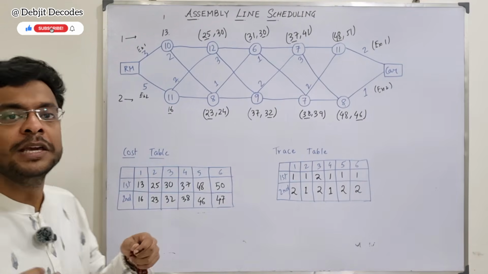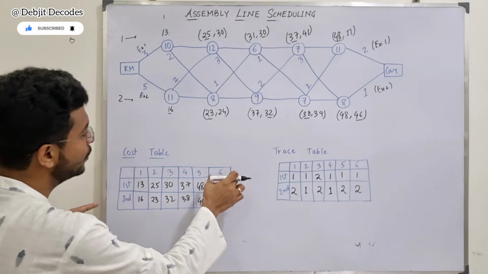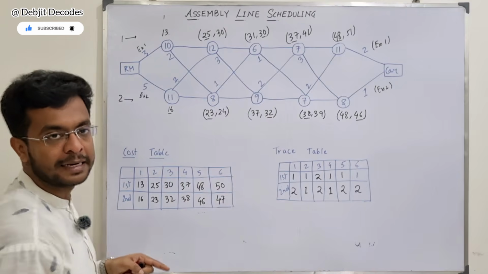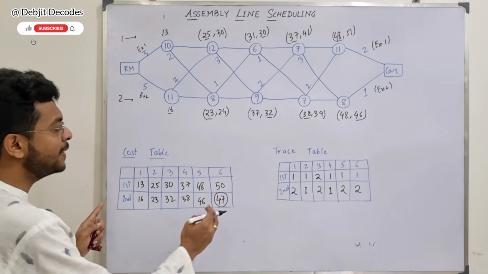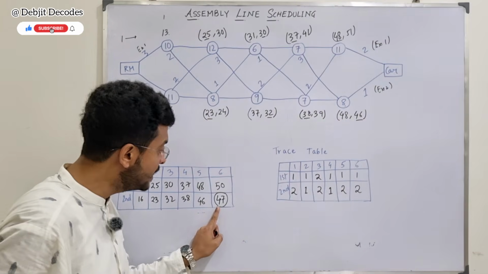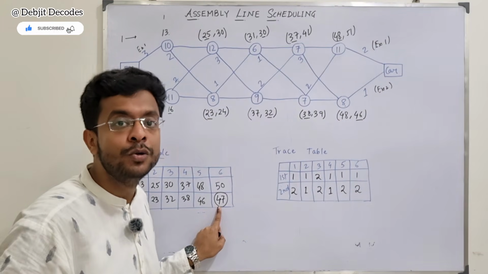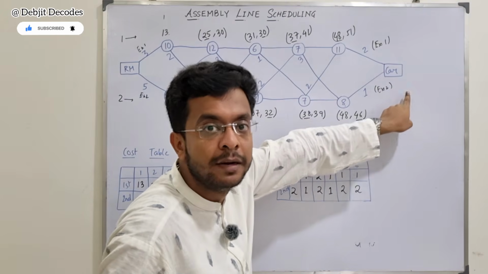Now which will be giving you the optimal result? The last column is giving you the optimal result, and it is saying that 47 is the minimum time required, because it is saying the completion is done, the car is delivered. 47 is the minimum time required to get your car delivered from this stage to this stage, right?